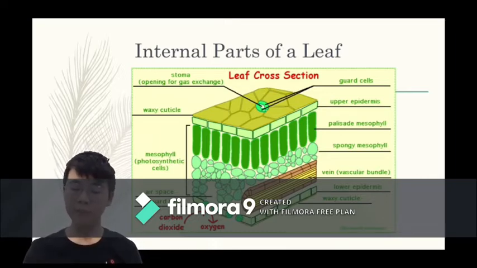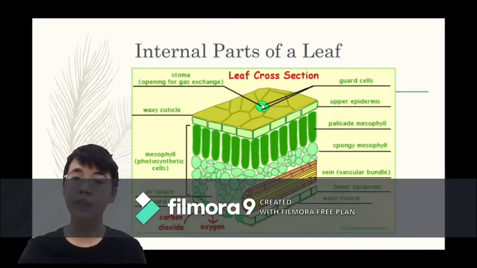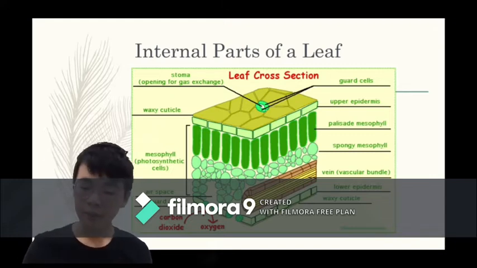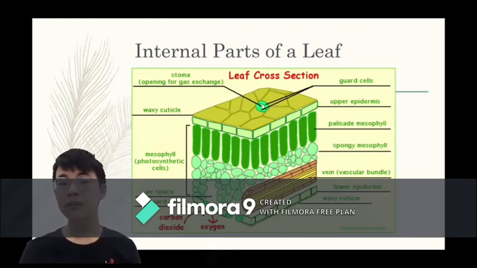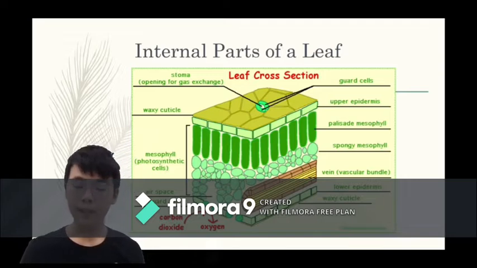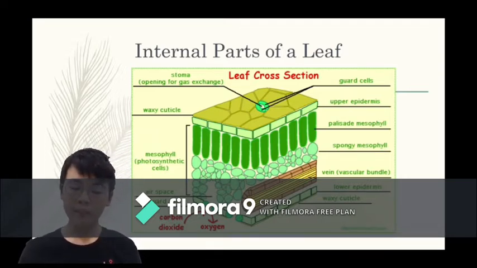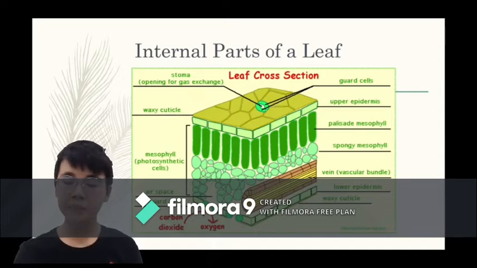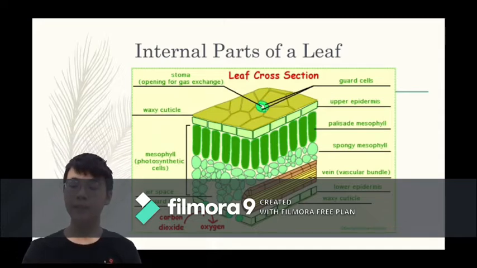The function of xylem is to bring water up from the roots of the plant and distribute it to the stem and the leaves. The function of phloem is to bring glucose to all of the plant and distribute it to all parts of the plant. Just under the vascular bundle and the spongy mesophyll, we have the lower epidermis.